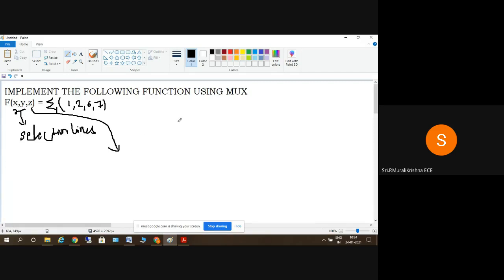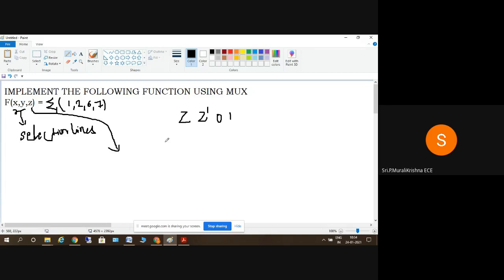So the inputs will be in terms of z. The possibilities of z are z, z bar, 0 or 1. So these are 4 possibilities here. We'll see how to get these possibilities. Similarly, if I give it as f of a, b, c, d, then a, b, c will be the selection lines and the inputs will be in terms of d. The possibilities of d are d, d bar, 0 and 1. Any one of these 4 possibilities are there here.